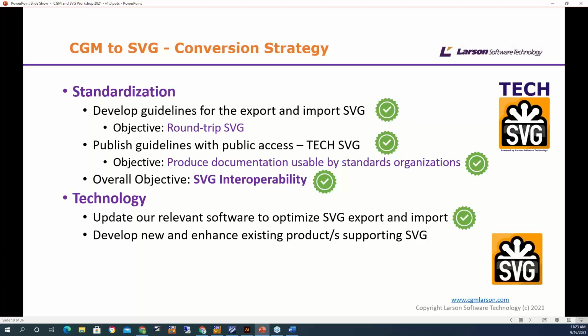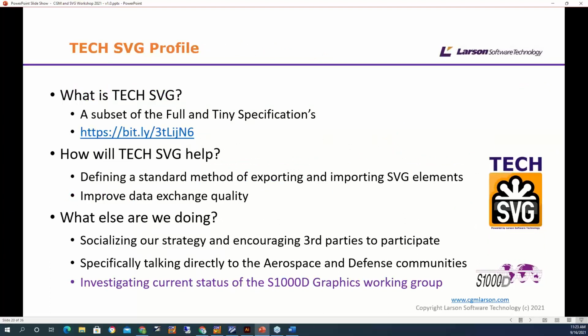So from a technology point of view, we've now completed the introduction of those optimizations of SVG export and import. So we're pretty much ready to go. If people wanted to move away from CGM in the future, then we've given them a solution that would enable that. So Tech SVG is kind of a subset between the full and tiny specifications of SVG. It will really help with that import and export of files.